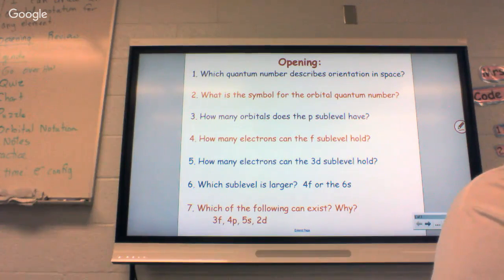Yep, plus or minus 1/2. All right, how many electrons can be in the F sublevel, Emmanuel? How many electrons can be in the F sublevel? Or question 16.